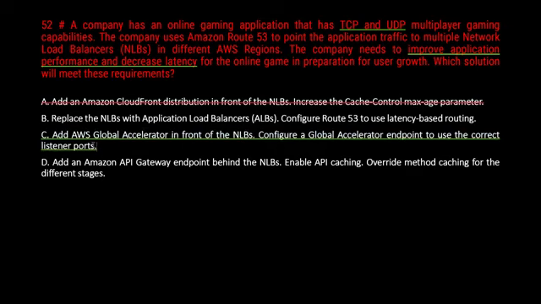So this is the answer. Anytime you see TCP, UDP, gaming, decrease latency, go with Global Accelerator in front of NLBs. Let me cross the remaining out.